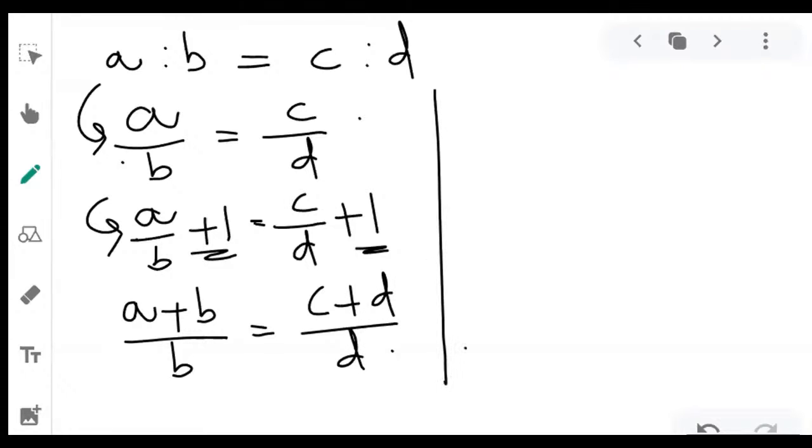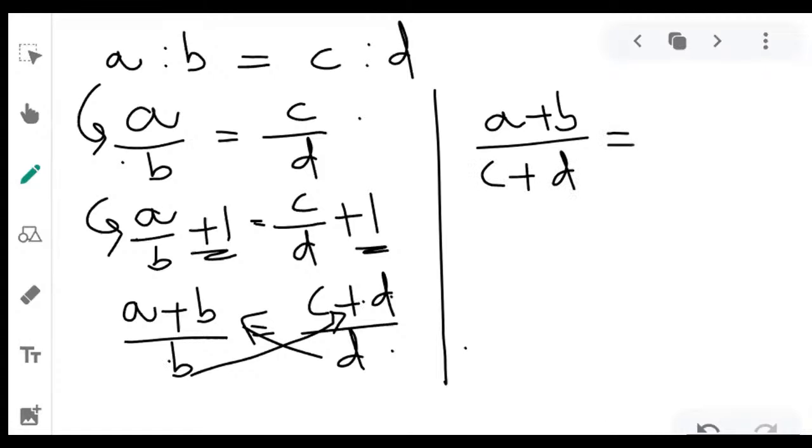Right? If I do cross multiplication and rearrange, A plus B by C plus D in the denominator is equal to B by D. Right? Does it make sense? Yes, ma'am.